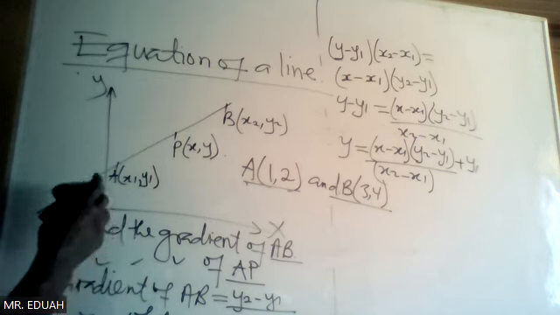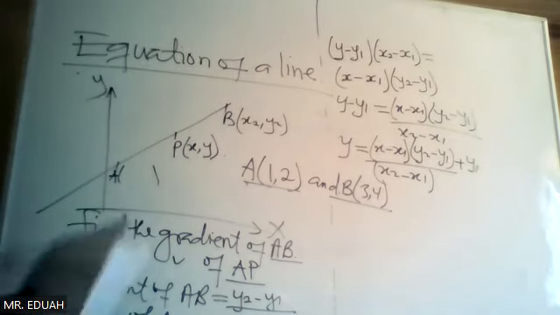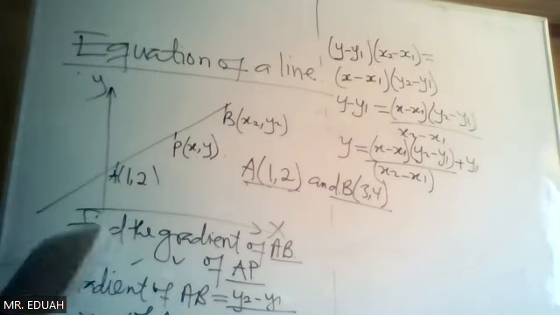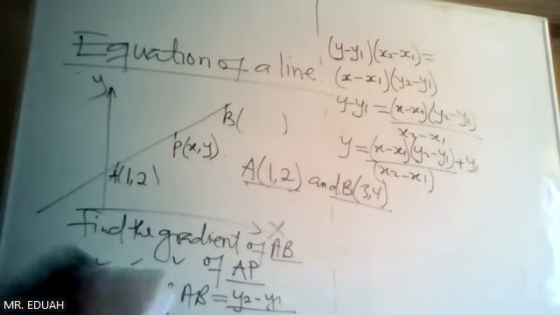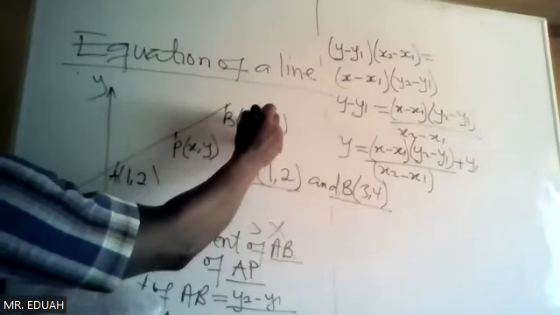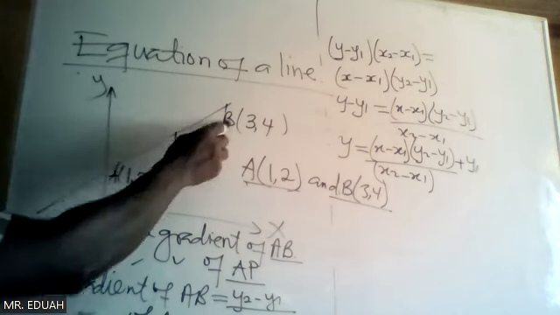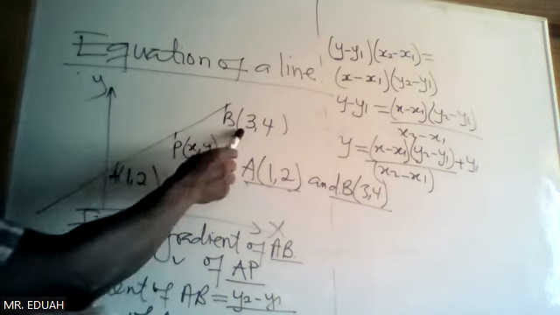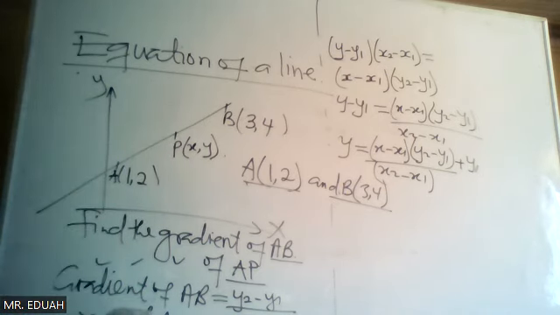So just like when we substitute into this, we can write A to be 1, 2, and B will be 3, 4. Now we find the gradient of the line AB first. Then we find the gradient of the line AP. Then we equate the two gradients. And finally, we make y the subject, and that will give us the equation of the line.